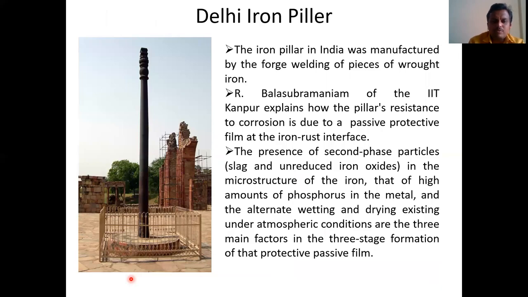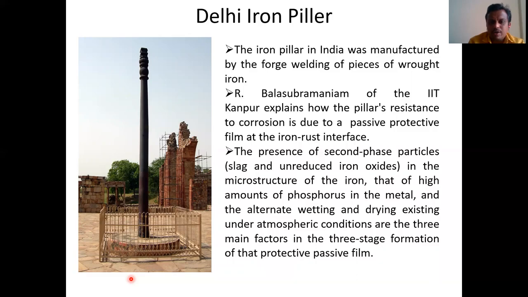One of the best examples of a corrosion resistant material is the Delhi iron pillar. This is a well-known example of corrosion resistant material used in India. The iron pillar in India was manufactured by the forge welding of pieces of wrought iron. So what is wrought iron? Wrought iron contains a very low percentage of carbon, below 0.08% carbon. As it contains very little carbon, it is easy to weld, ductile, malleable, and tough in nature. That's why wrought iron is used.